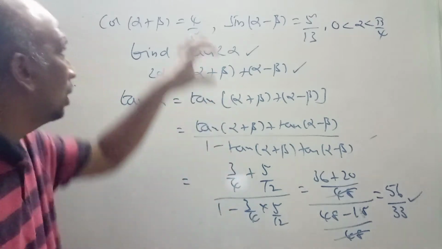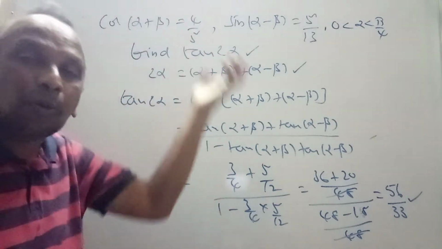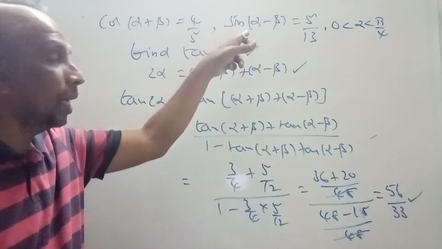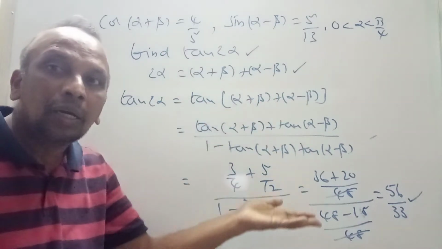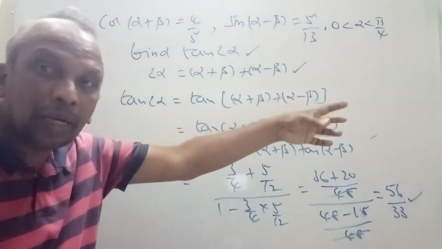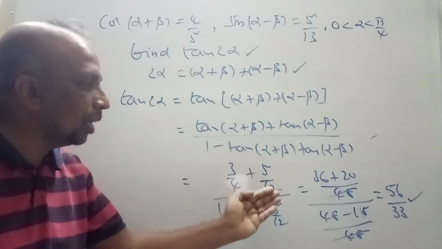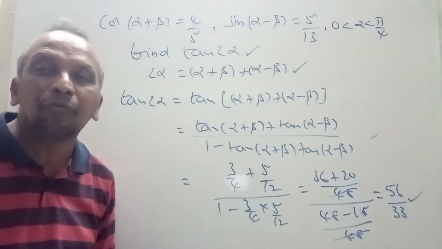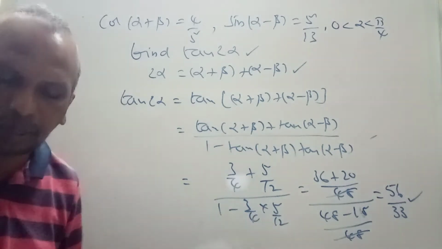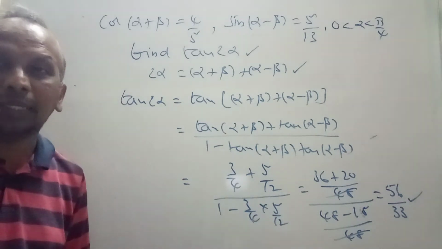Use the triangle method. From cos of (alpha plus beta), I have taken tan of (alpha plus beta). From sin of (alpha minus beta), I have taken tan of (alpha minus beta). I showed that in the previous step. Now you can apply this. You replace the values, you simplify. It goes 56 by 33. It will come. Next, after that, the next problem.